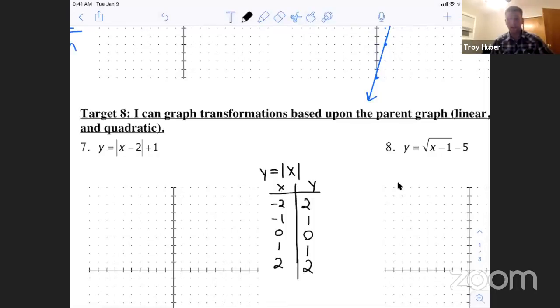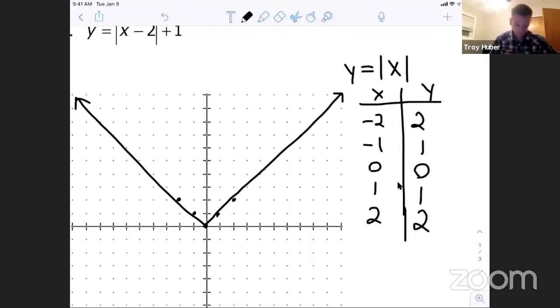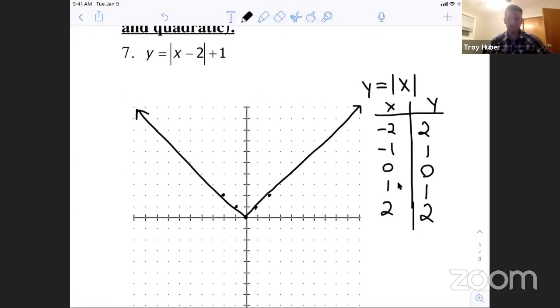So now I can plot these points. So I'm going to start at 0, 0. We have 1, 1. We have 2, 2. We have -1, 1. We have -2, 2. So I start to get an idea of what the absolute value of x graph looks like. Looks like a giant V.